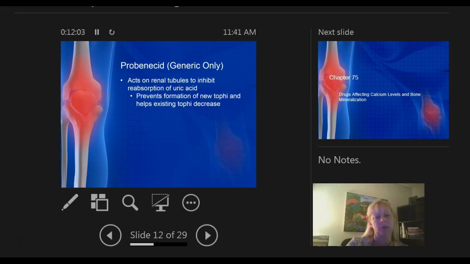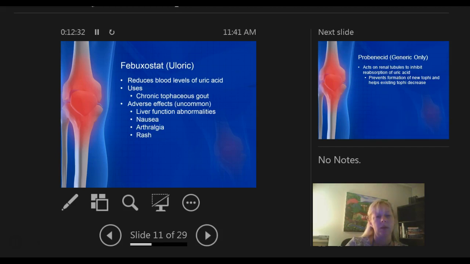Now, probenecid's generic. It's been around a long time, and this actually works in the kidneys to inhibit the reabsorption of uric acid. So it helps to prevent the formation of new tophi, and it helps decrease the existing tophi. So when I say tophi, I probably should have told you before. Remember when you saw those knees? That's tophi. When you see that great toe, that's tophi that builds up. That's just the buildup of uric acid. So this prevents new tophi and helps the existing decrease, as well as reducing your blood levels, and it's used for chronic gout.